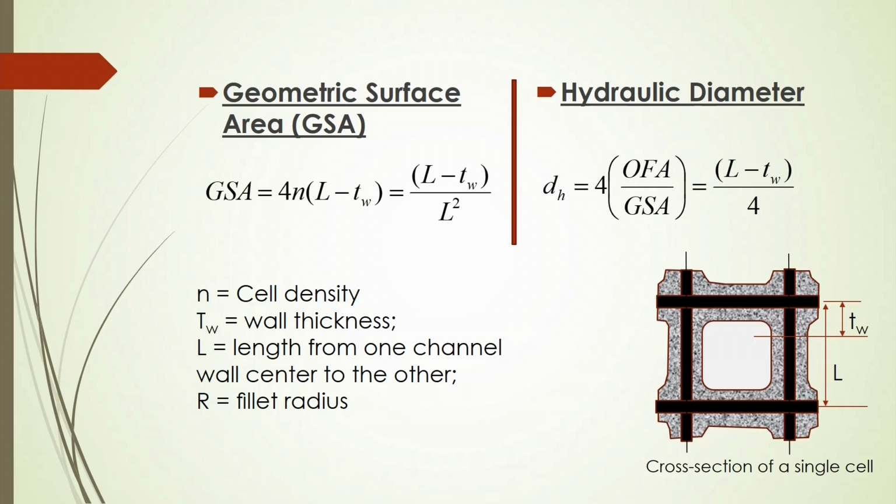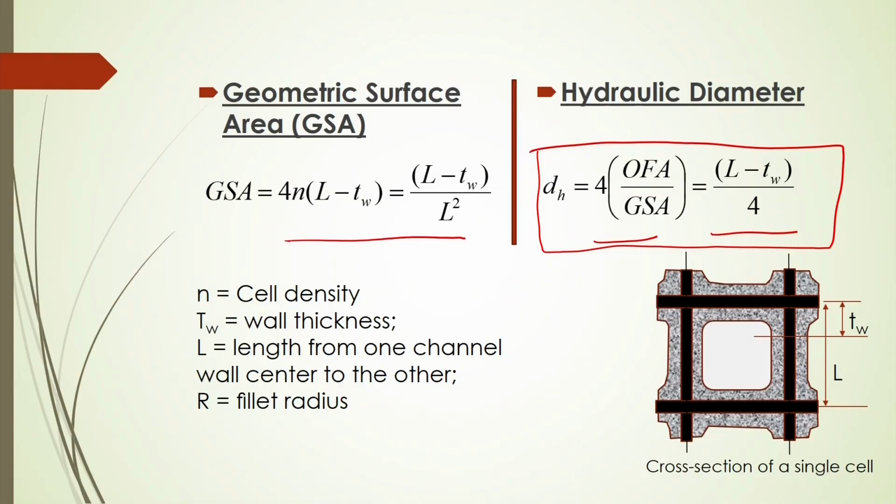That geometric surface area again will be a function of the number of cells, that is cell density, and also the wall thickness, the length from one channel wall to the other, and also one important factor here, the fillet radius, because the fillet radius will give you the hydraulic diameter, and based on that hydraulic diameter you have to analyze the frictional resistance as well as mixing characteristics and other operating characteristics of the monolithic reactor.